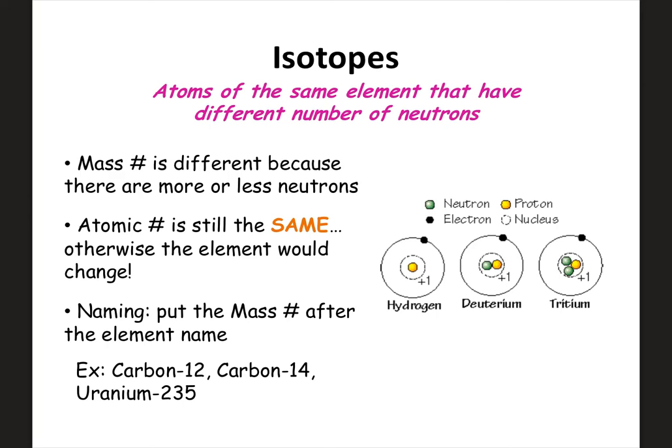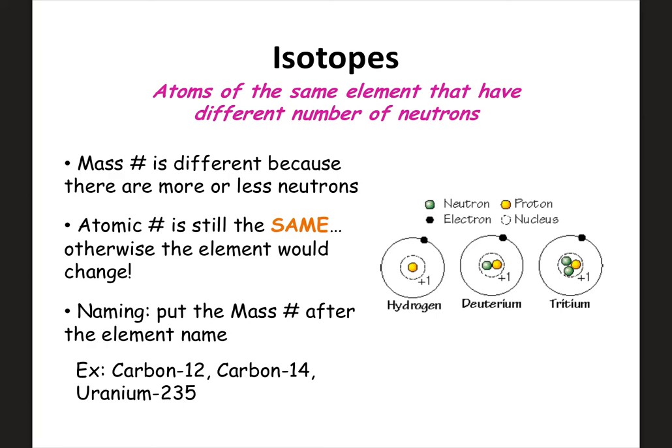All right, because neutrons participate in the overall mass of an atom, the mass number is going to be different when you change the number of neutrons. So that's key to remember here. Protons plus neutrons give you the mass number, which is the mass of the element. So if you change the number of neutrons, you change the mass number. The atomic number is always still going to be the same because otherwise the element would change. You can never change the number of protons.